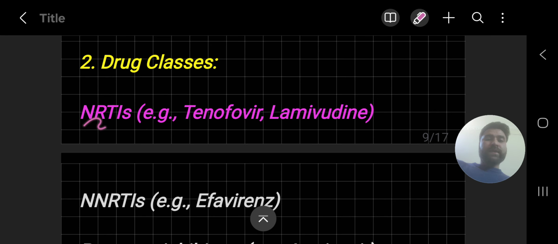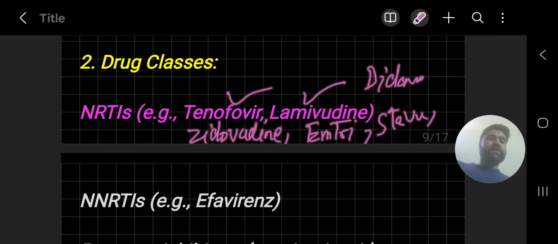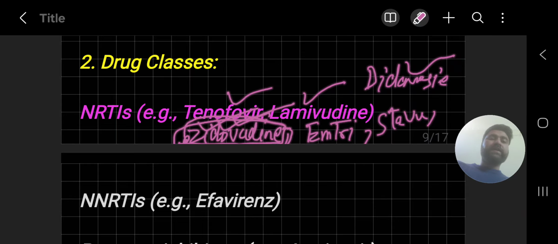Drug classes. First one is NRTIs, nucleoside analog reverse transcriptase inhibitors. These include tenofovir, lamivudine, zidovudine, emtricitabine, stavudine, didanosine. Didanosine is associated with acute pancreatitis, while zidovudine is associated with heart failure, cardiomyopathy. But zidovudine is very important when you are prescribing to a pregnant patient, because zidovudine is first line when the patient is pregnant and has HIV.